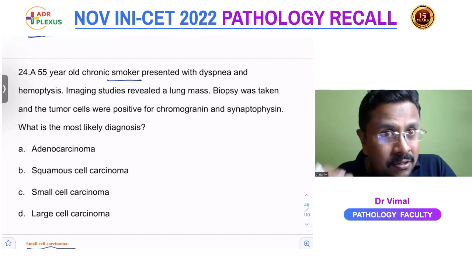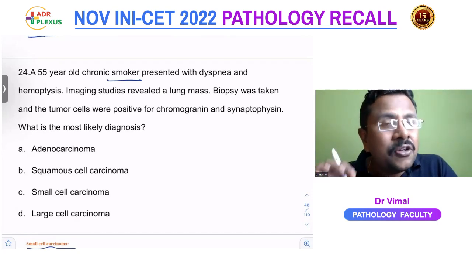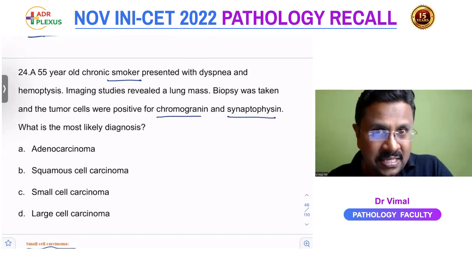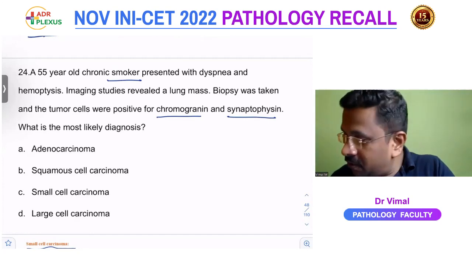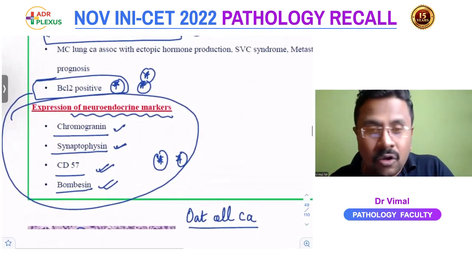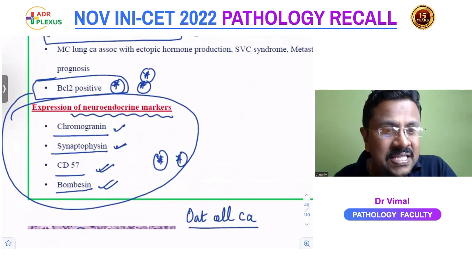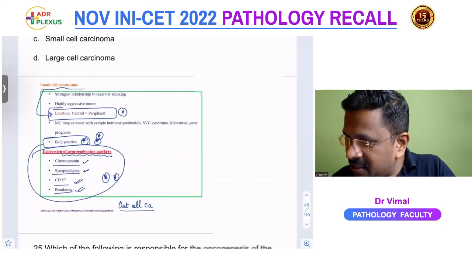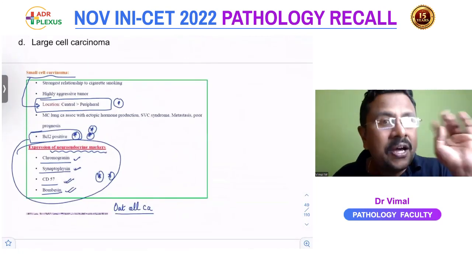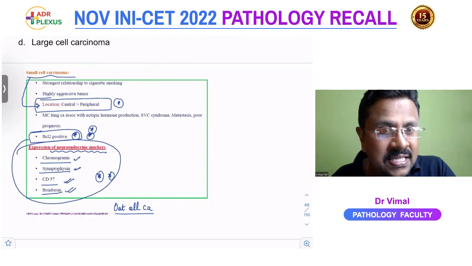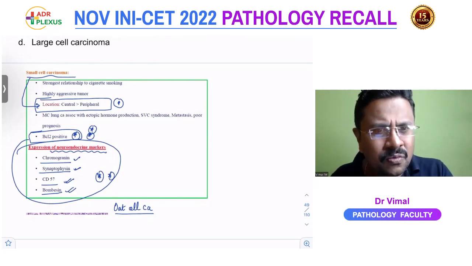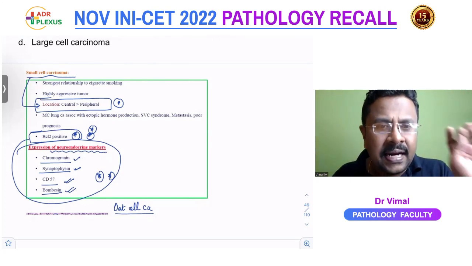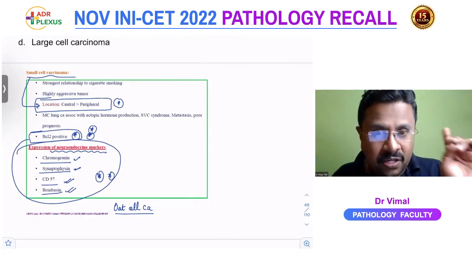And what are the important clues? Another clue they are giving here is that the tumor cells are positive for chromogranin and synaptophysin. As I already told you, these markers, chromogranin, synaptophysin, CD57, bombesin, are all positive in small cell carcinoma. I hope you recollect what we discussed: the strongest relationship to smoking and a tumor with a lot of paraneoplastic syndromes, you will think of small cell carcinoma, and it is BCL2 positive, very, very important.